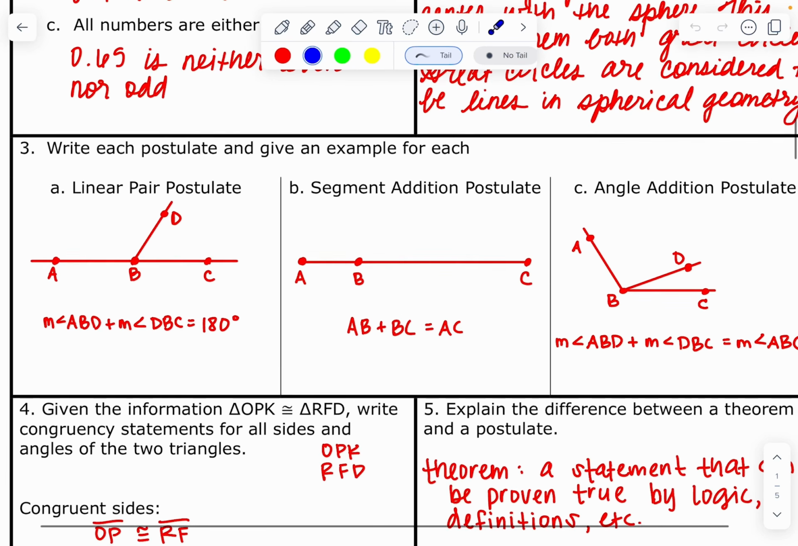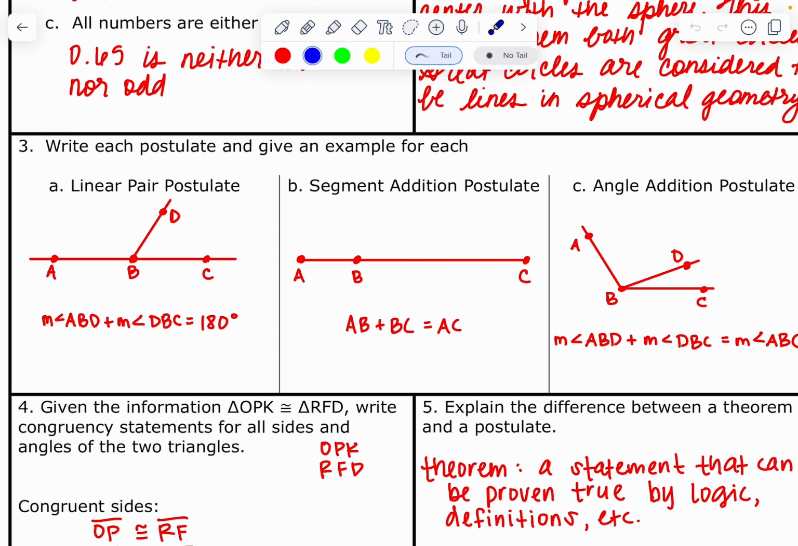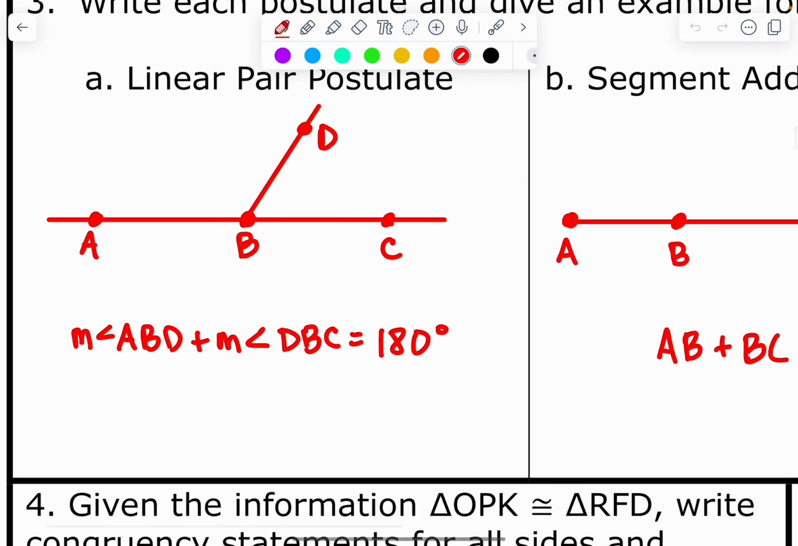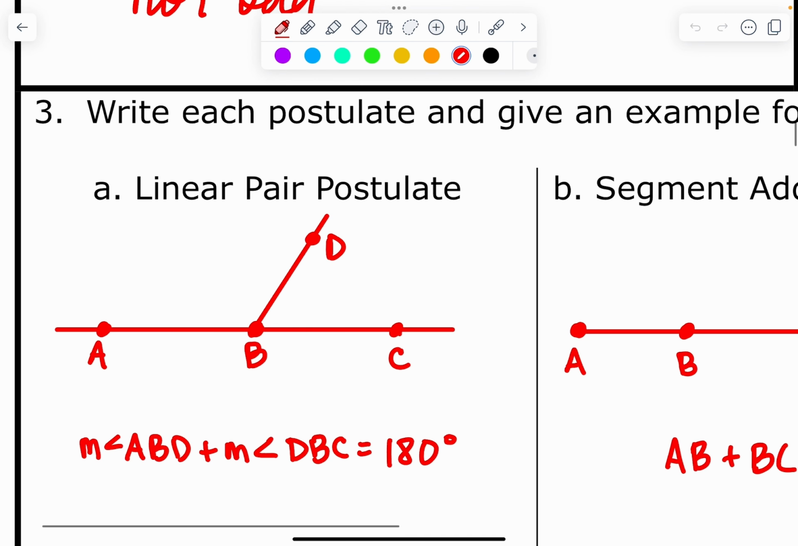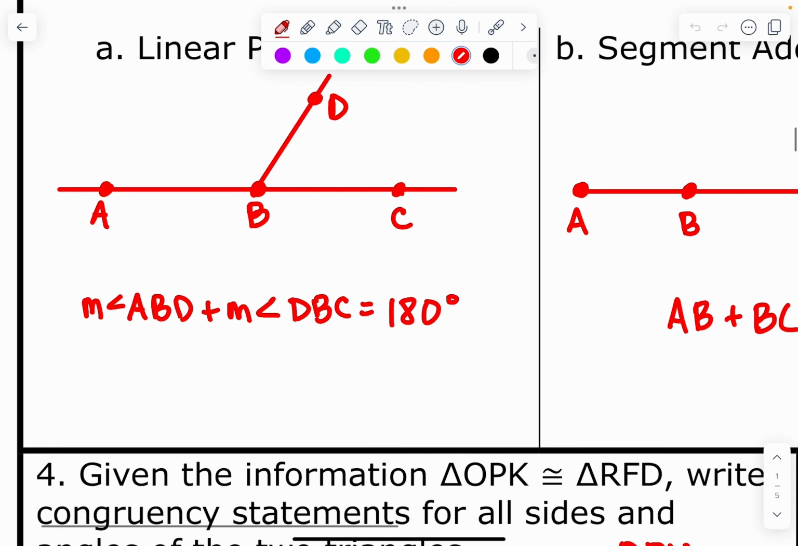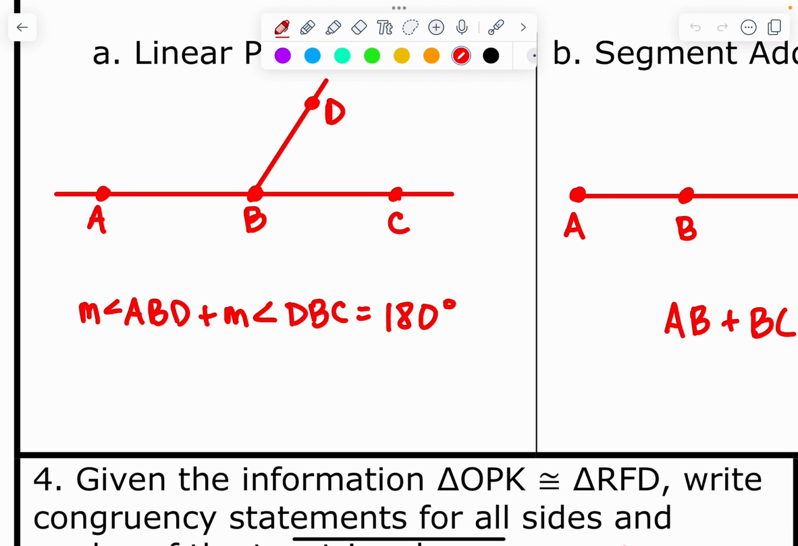All right, for number 3, we're going to write each postulate and give an example. Oh, I didn't give an example. Let me do that. So there's the postulate, and an example could be, if this were 120 degrees, and this were 60 degrees, then those would add up to 180.